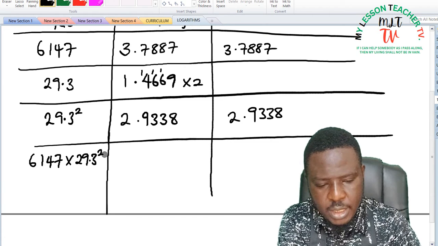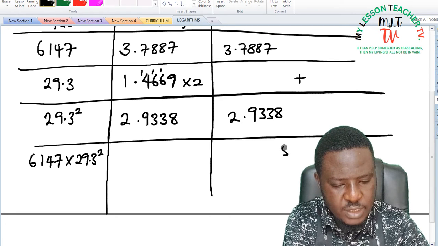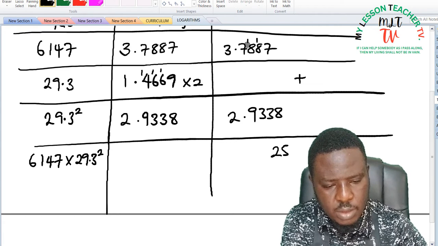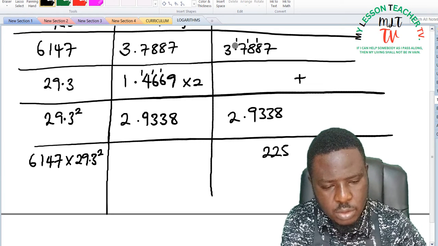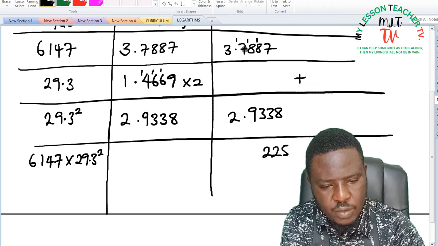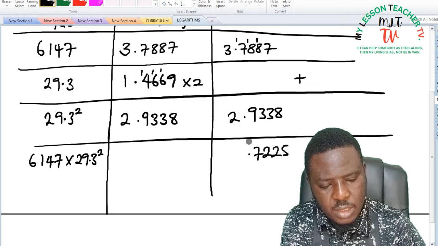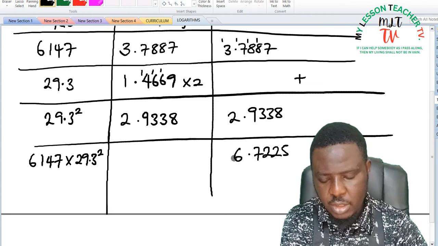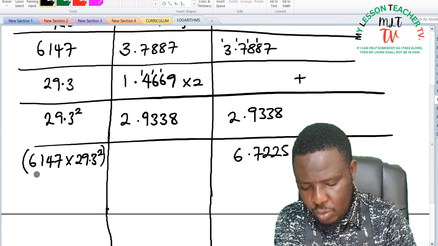29.3 squared is going to be the sum of these two, and 7 plus 8 is 15. Carry 1. This is 9. 9 plus 3 is 12. You carry 1. This is also 9. 9 plus 3 is 12. You carry 1. This is 8. 8 plus 9 is 17. Carry 1. This is 4. 4 plus 2 is 6. So this is what you will get as the numerator.